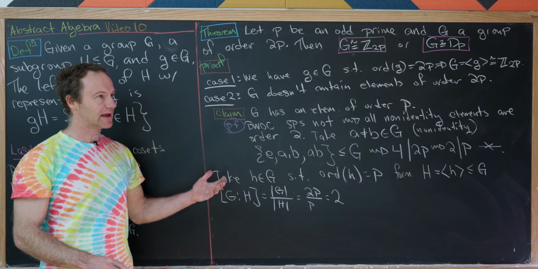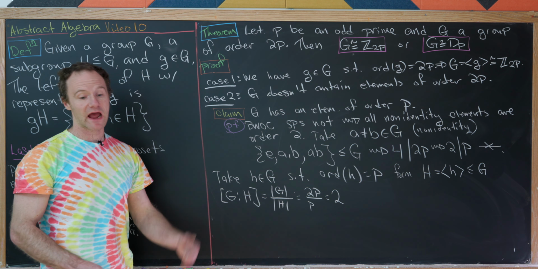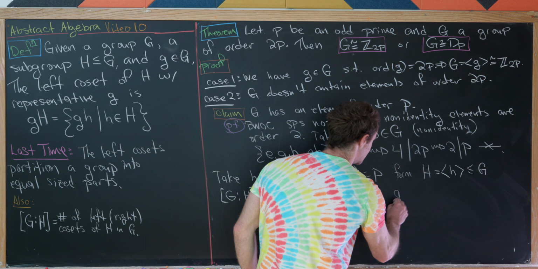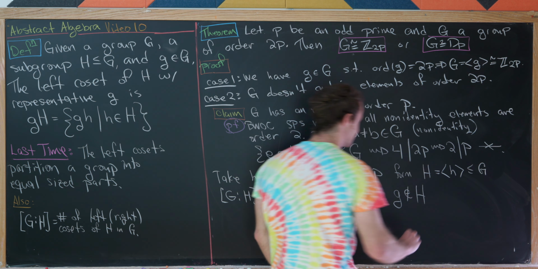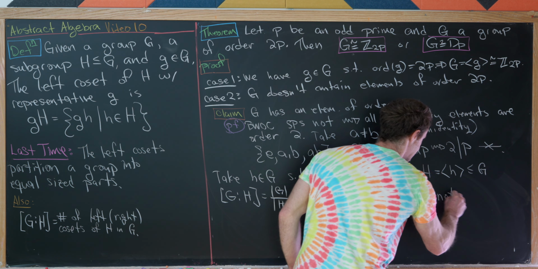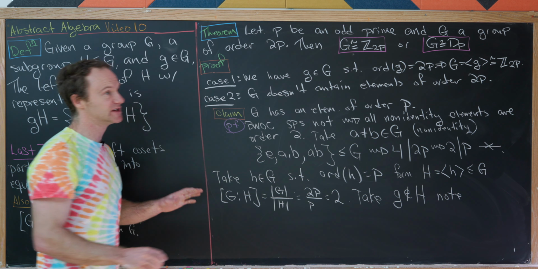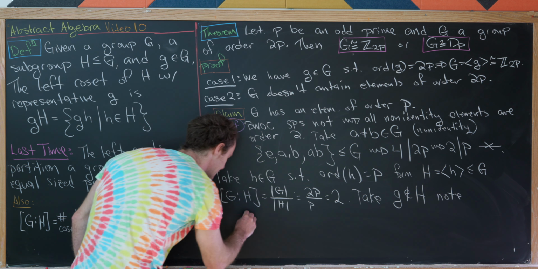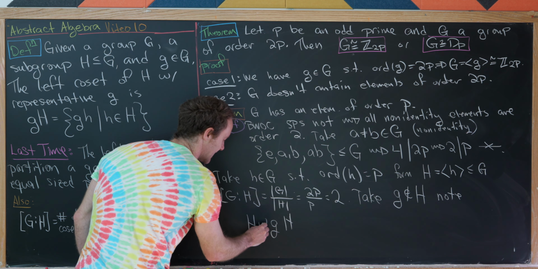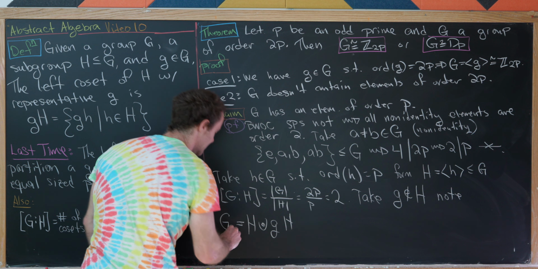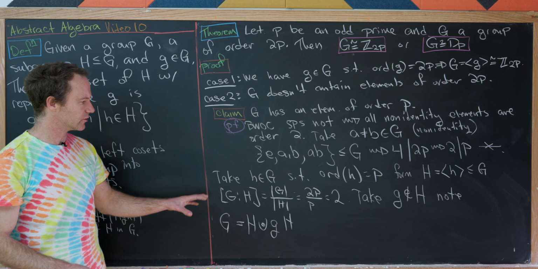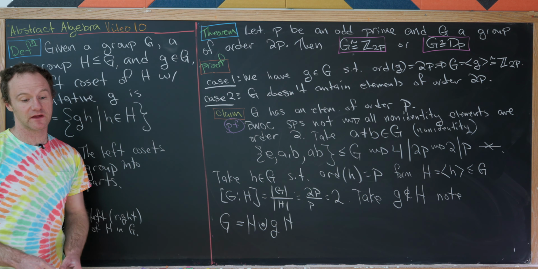Now we're going to play the same game that we did before with our A4 example. So let's take an element g outside of this cyclic subgroup H, and notice that that gives us 2 distinct cosets, H and gH. And because of this index, their disjoint union is the group itself. Okay, so we're kind of running out of room. Let's take this information up and then we'll keep going.